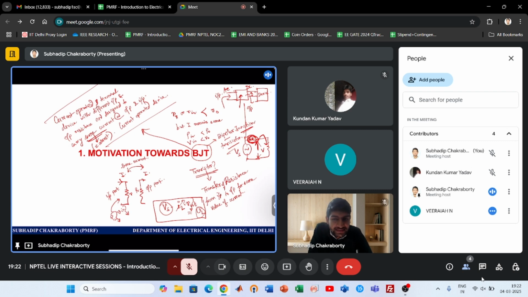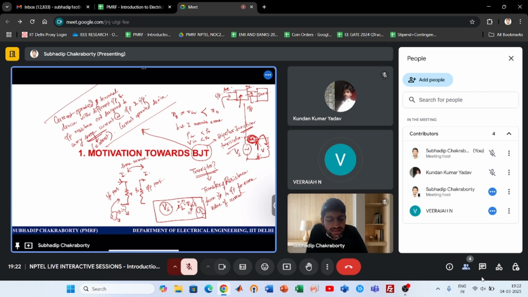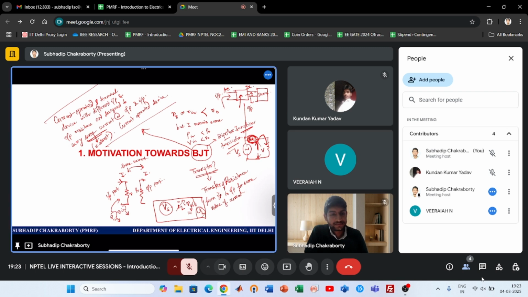I want to hear some intuitive answers. Just speak up. Nothing to be worried about. You can be wrong, you can be right, but you can just explore. So which device has a very high output impedance? What kind of source? Is it a voltage source or a current source? I want to hear some answers now.